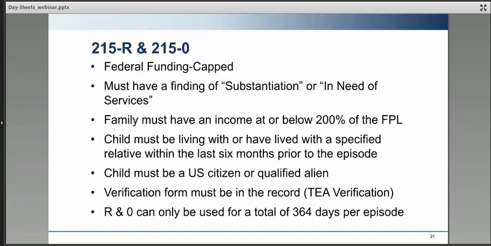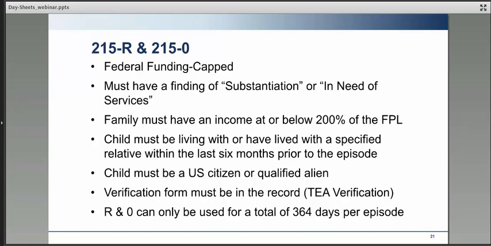Now, 215 R and 0. Now you'll remember R and 0 from before. These are the same R's and zeros that we talked about in 210. It's federal funding. It's capped. Again, we have to have a finding of substantiation or in need of services. The family has to have an income at or below 200% of the federal poverty level.